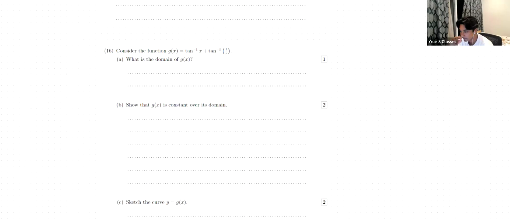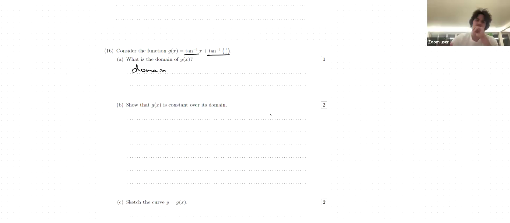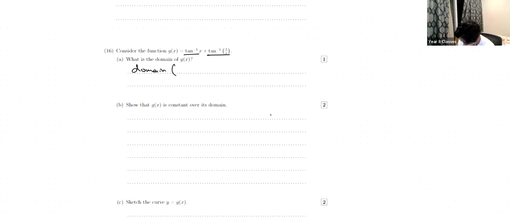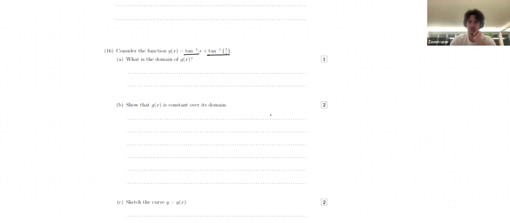Is it just negative infinity to infinity? Close. When we do sums of graphs like this, we're basically adding two graphs, right? The domain will be the intersection of both domains, the subset of the domain of tan inverse x and the domain of tan inverse 1 on x. So what's the domain of tan inverse x? Negative infinity to infinity. I'll just put it as all real.